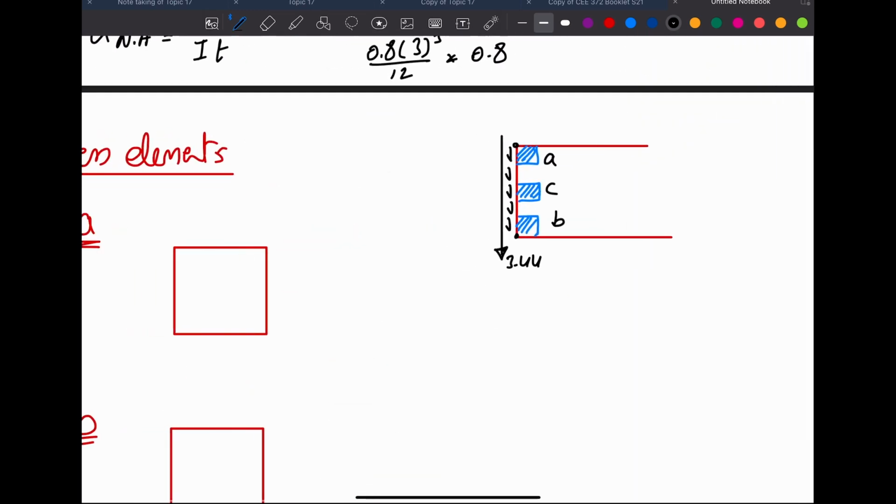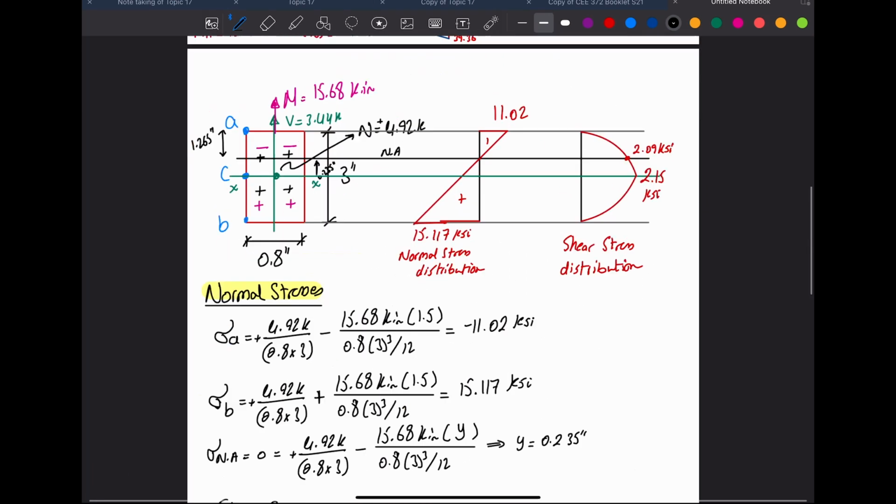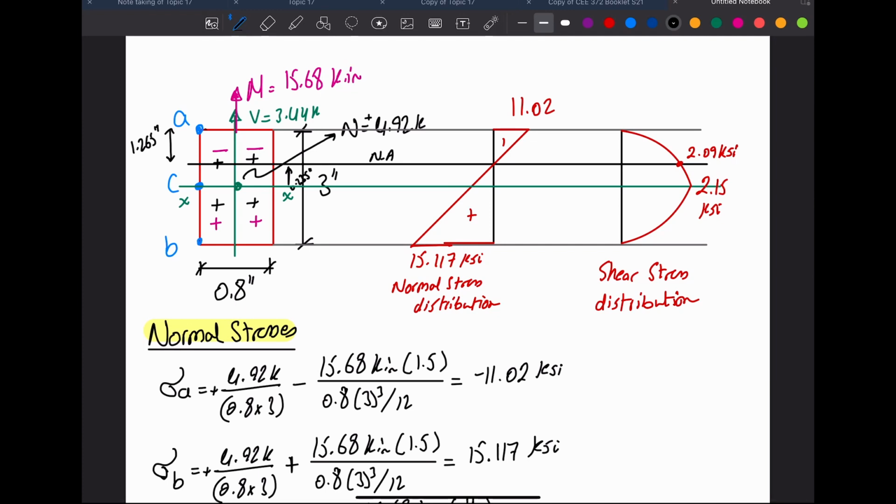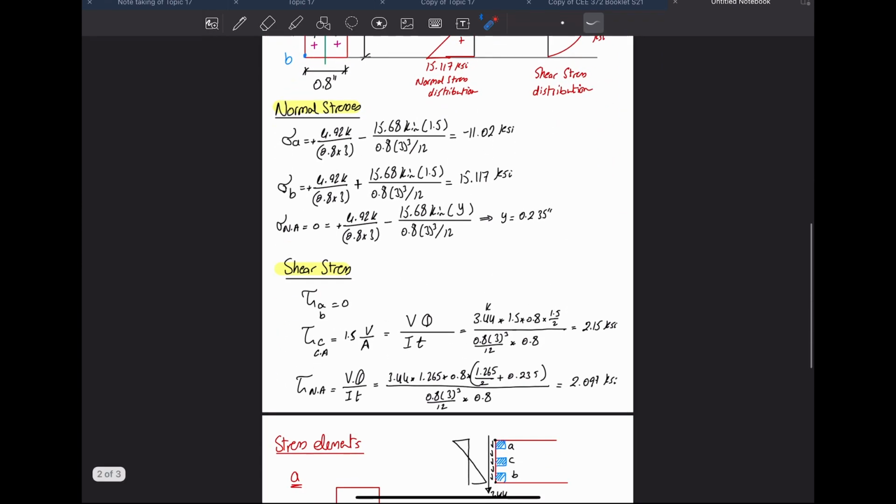So for A, B, and C, when I drew the normal force distribution, it was something like this, right? So let's look at the normal stress distribution. At point A, I do have a negative stress of 11.02. At C, which is at the centroid, I have some stress here. I don't know what that is, but I can calculate the stress either through similar triangles or by using the equation.